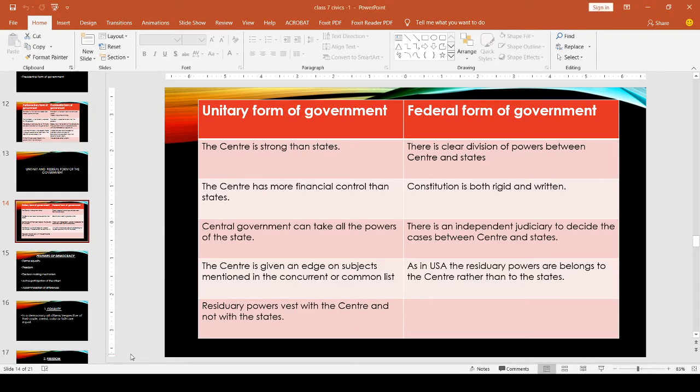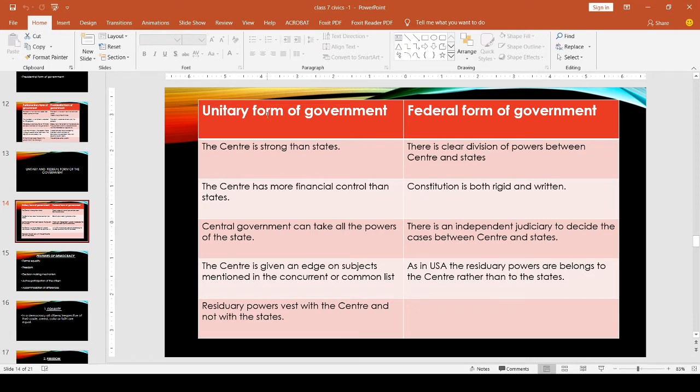Hello everyone. In last class we learned different forms of a democratic government, that is parliamentary form of the government and presidential form of the government. Then this government is classified in another way as well, that is unitary form of the government and federal form of the government. And we can see what are unitary form of the government and what is federal form of the government. Okay, first one, unitary form of the government.